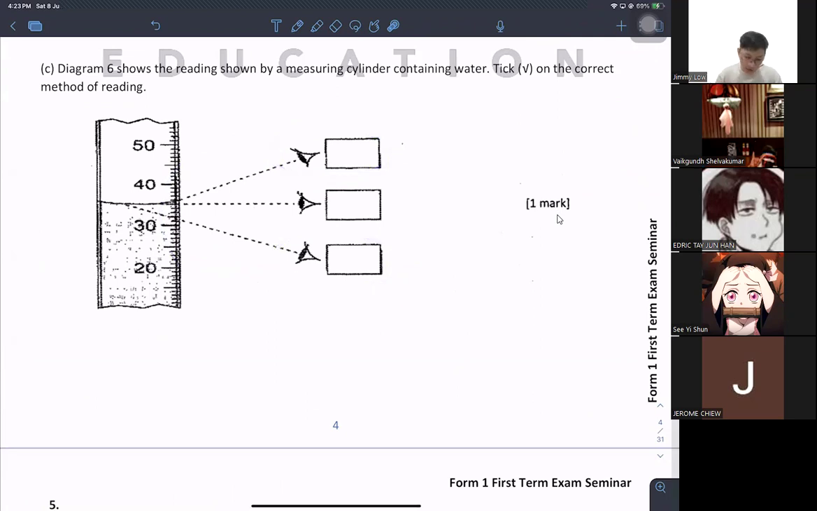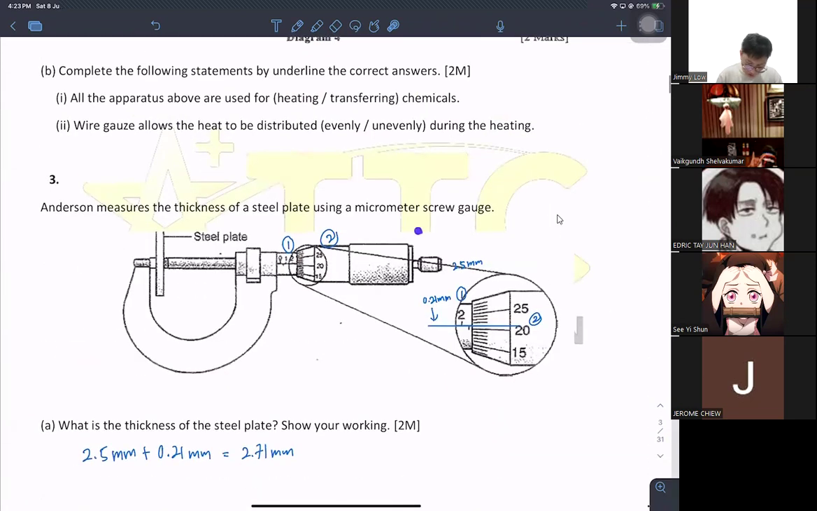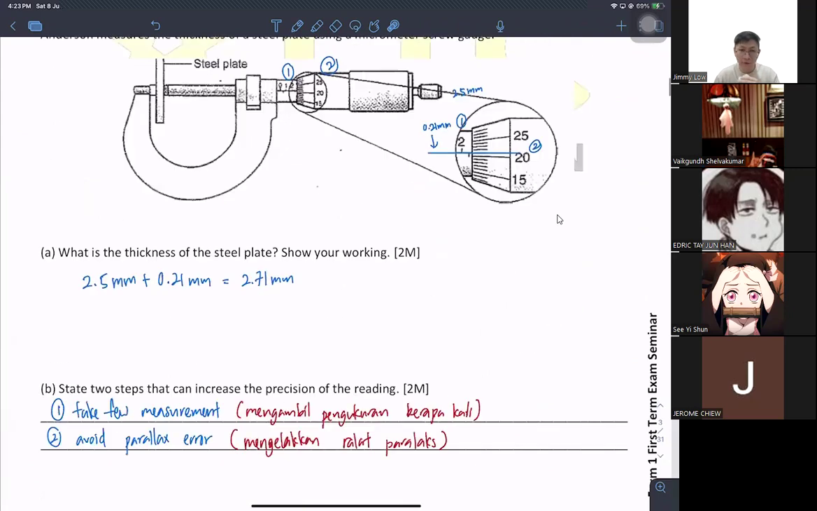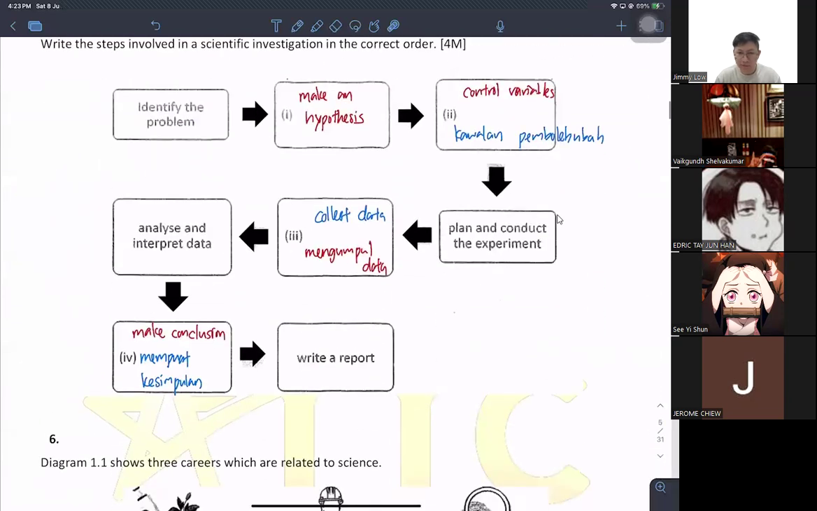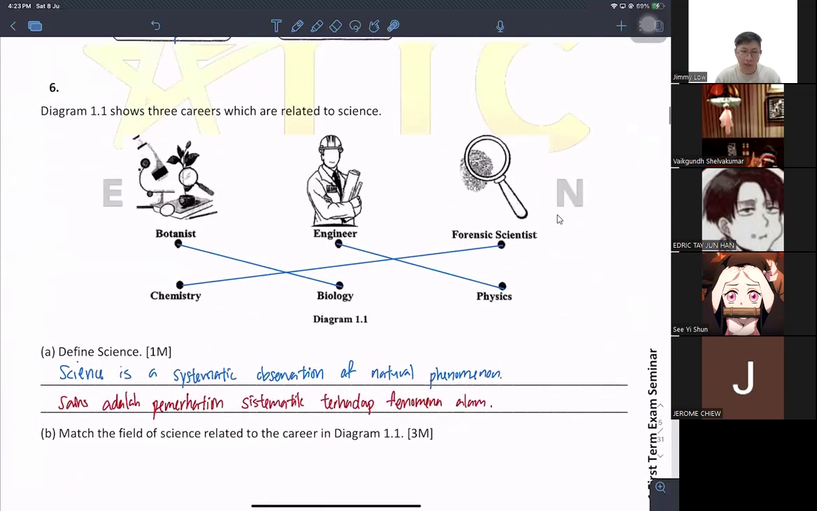Okay. But zero error means your instrument itself has a zero problem. Okay, the zero has a problem. I'll show you later. So this part we skip because it's a simple question. We come back to it. Okay, we just start question 6 first.